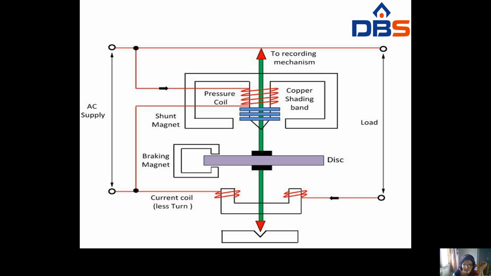This is the spindle, which goes to the recording mechanism. On the spindle you connect the disc. Near the disc you connect one braking magnet. On the upper magnet you connect the copper shading bands below the pressure coil. So this is the construction of the single phase induction type energy meter. This is a bearing supporting system for this spindle.